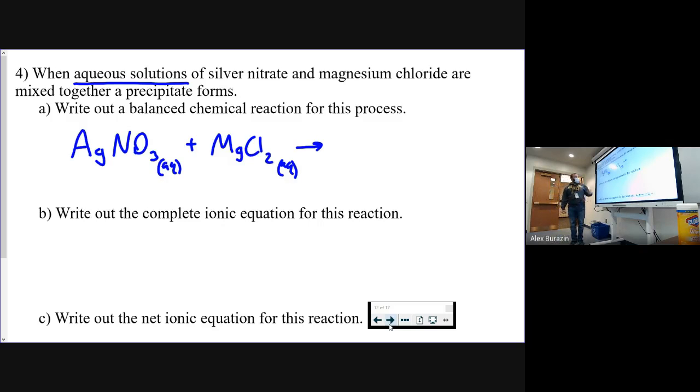What we're going to do is we're going to flip-flop. This cation is not going to go with that anion. And this cation is going to go with that anion. They're just going to switch partners. It's a double displacement. Okay? So on the product side, we are going to get silver chloride. Silver is 1 plus, chloride is 1 minus, and it's going to be like that. I'm not going to put a phase here just yet. And we're going to get magnesium nitrate.